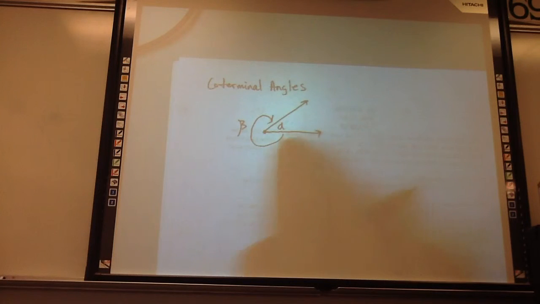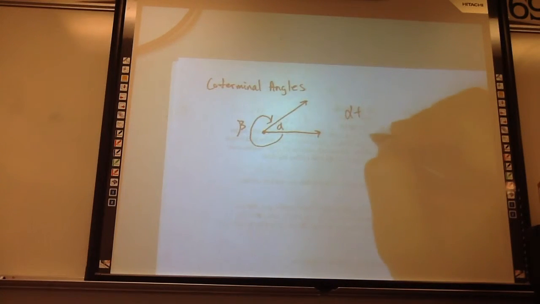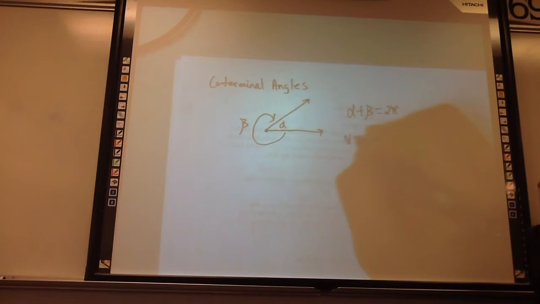What do you know about alpha and beta in this case? They are coterminal, and if you add them together, what should you get? 360. 2 pi. Oh my gosh, I forget we're not in degrees anymore. So if I told you in this picture that alpha was equal to pi over 4, could you find beta for me?